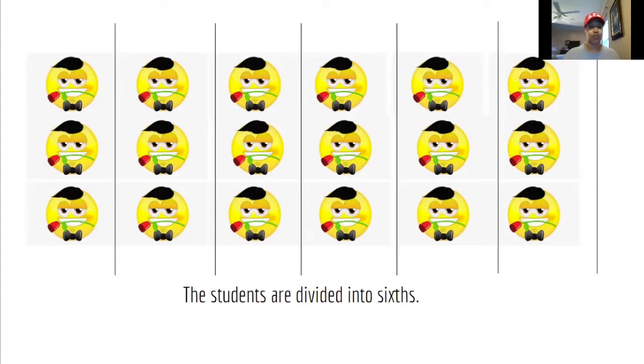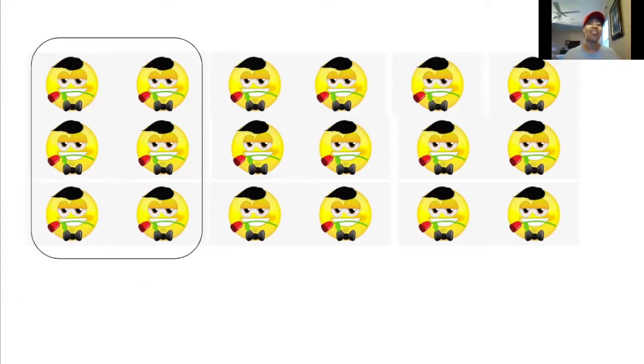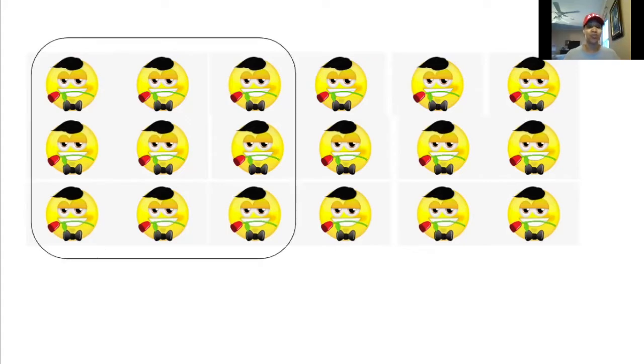So let's look at our first group. In our first group of 6, we see that there are 3 students. 3 students out of our 18 students of our class. So 1/6 of the 18 students, there are 3. All right, now let's look at our next group. Now we have 2/6. 2/6 of our 18 students, well, it gives us 6 students. But we have to remember what we're looking for, right? We're looking for 5/6 of the students being boys.